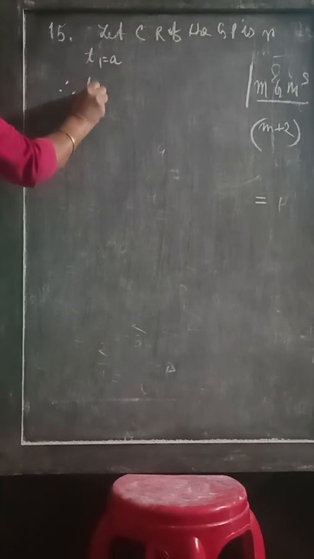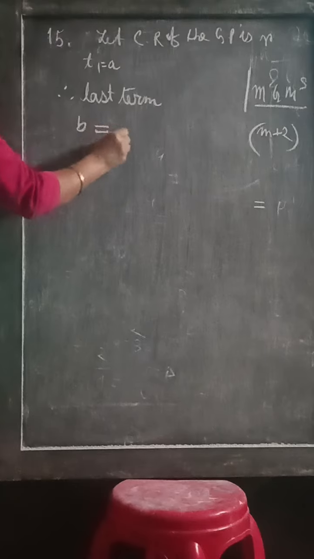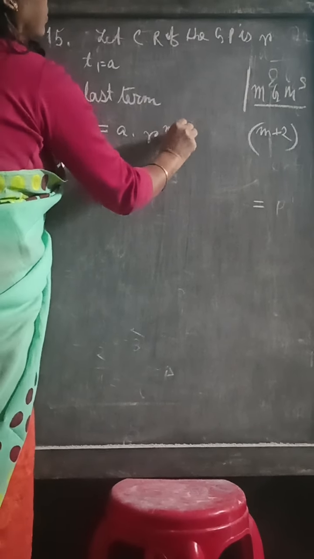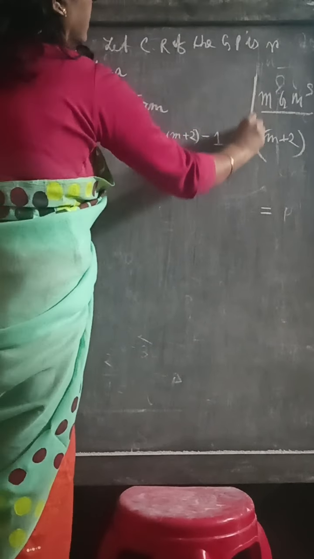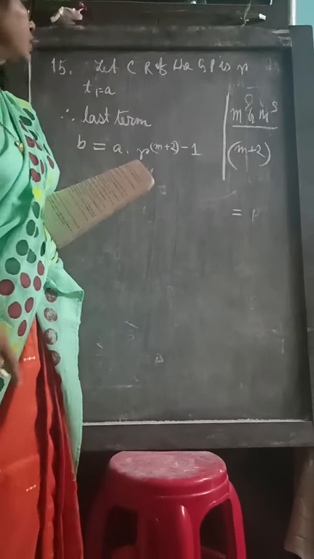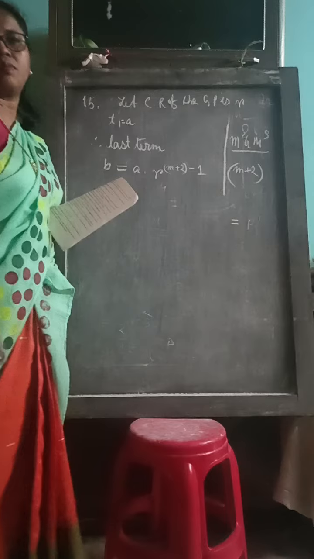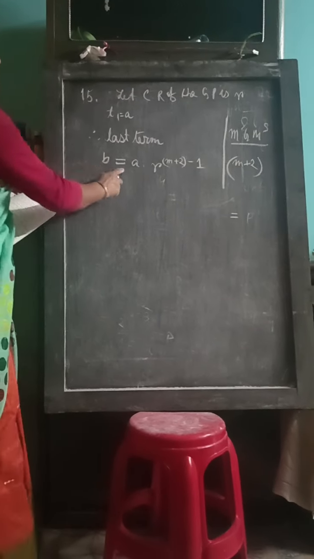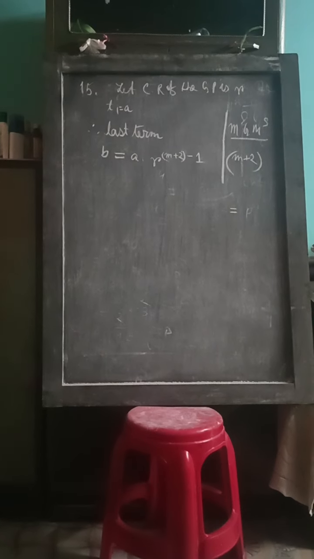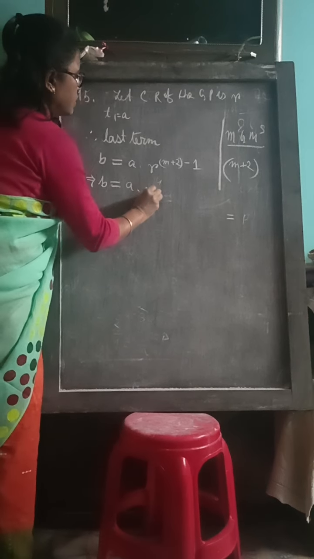Therefore the last term b is equal to a into r to the power m plus 2 minus 1. Since there are m geometric means between a and b, b will be the m plus 2 term. Understand? So b is equal to a into this. Guys, b is equal to a into r to the power.